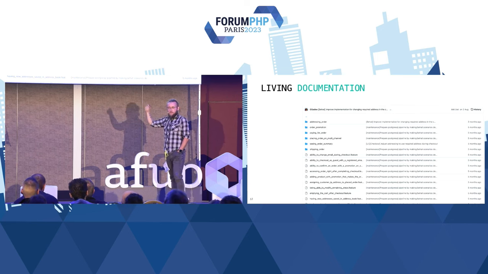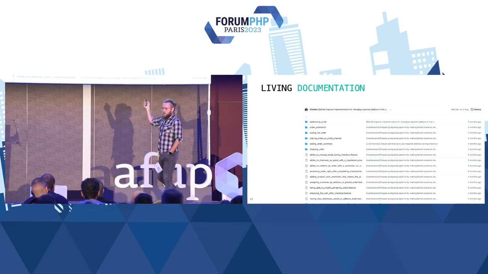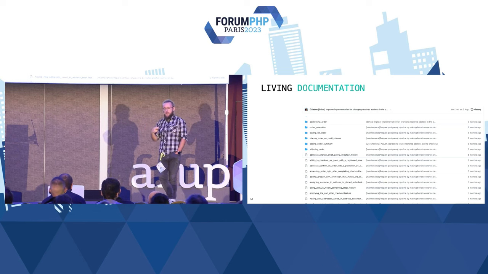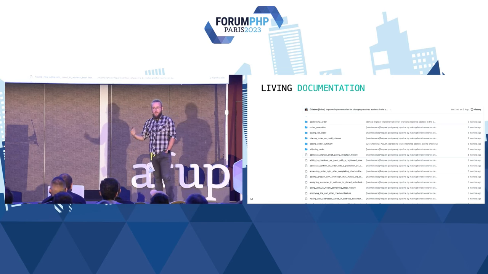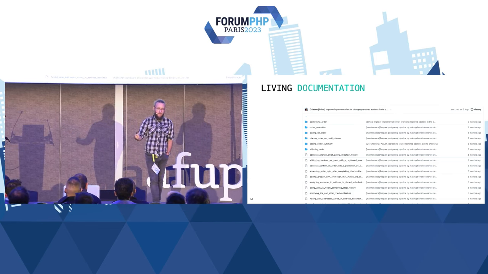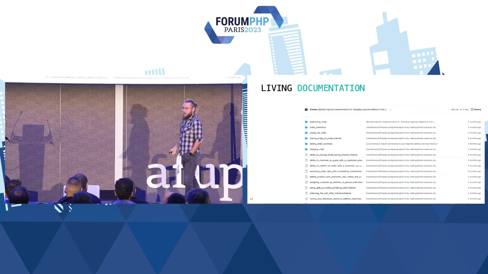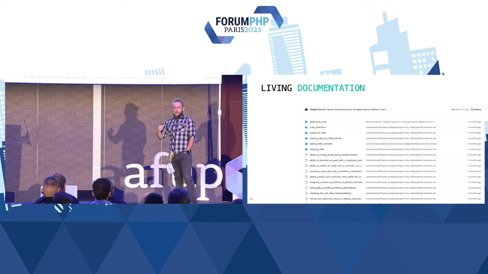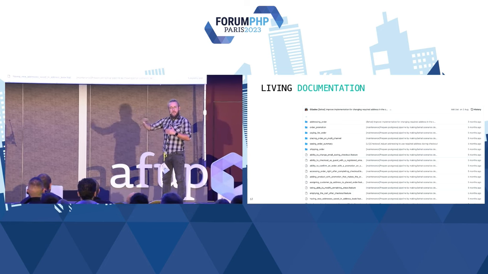Look at the features catalog in the Sylius repository. There is a lot of them, and this kind of documentation has some real benefits over normal documentation. It's always up to date. It cannot be out of date, because then the build would be failing, and we don't want the build to be failing.